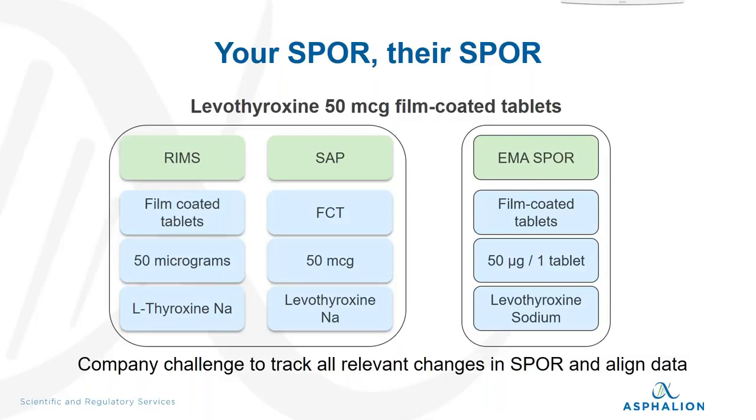And what is a challenge for the companies is really to track all relevant changes in SPOR. Currently, for manufacturers and organizations, EMA is updating and changing the data, and on a daily basis we see changes. For an industry, that's really challenging. If you want to clean your list, you would align your data, but you also need to keep it up to date.